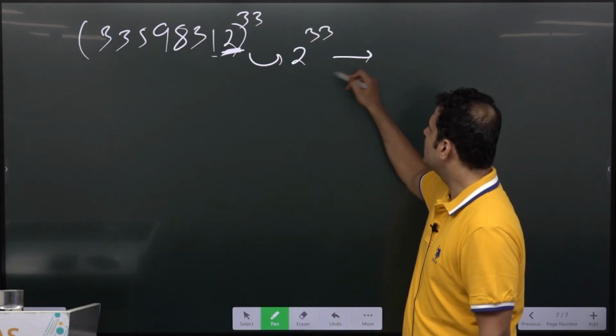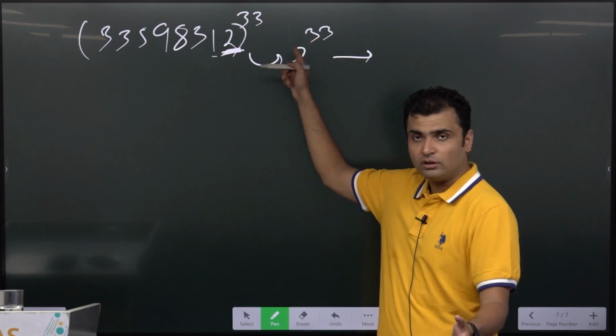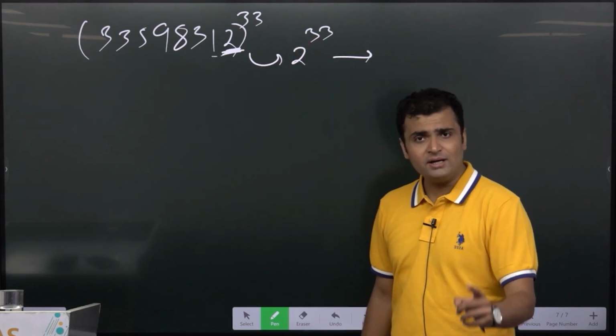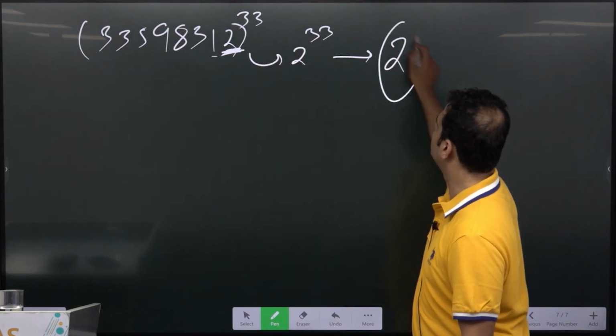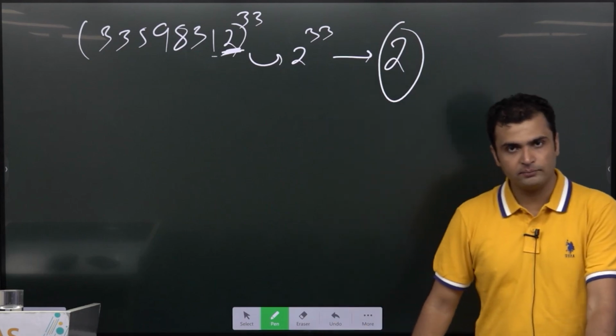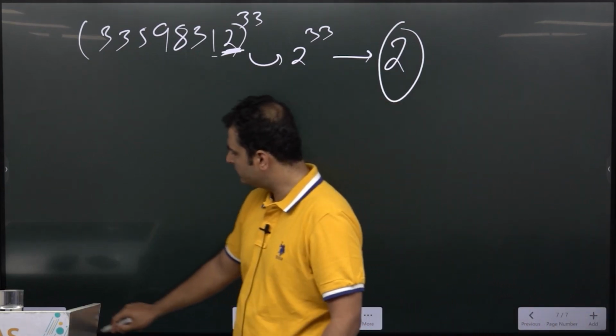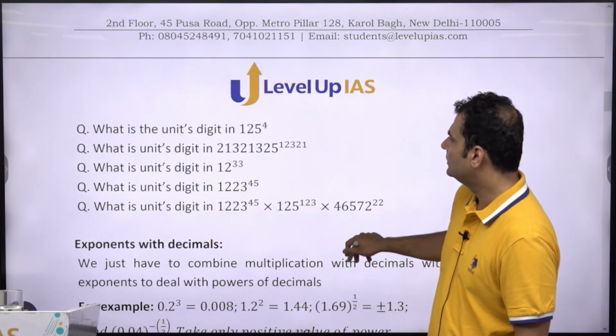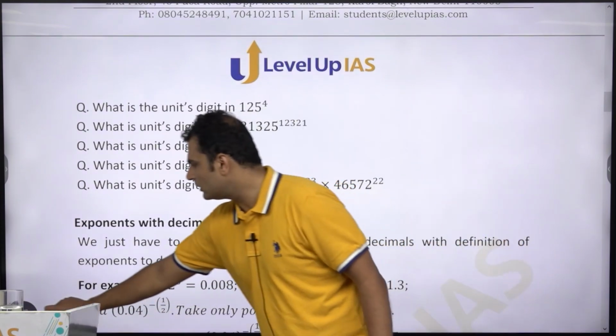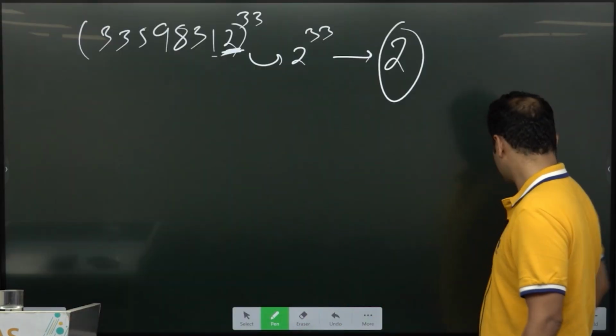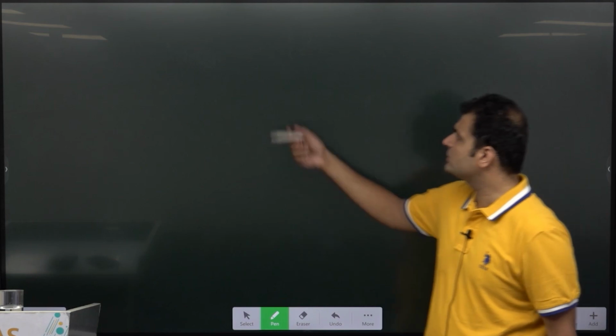And वो क्या है? You divide this 33 by 4. Remainder is 1. So units place would be 2. इतना ही करना है. And it is very easy. Same is the story for 3 की powers. ये 2 का हो गया ना. अब 3 की powers देखते हैं.